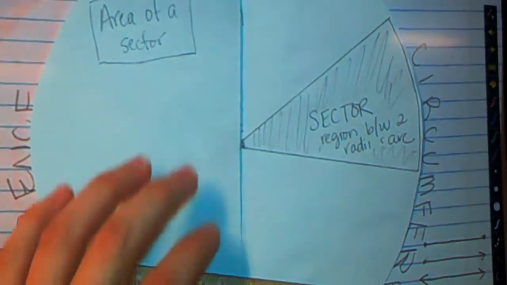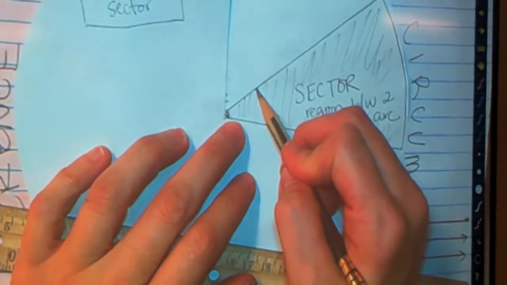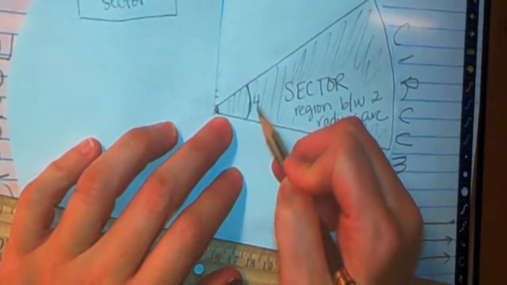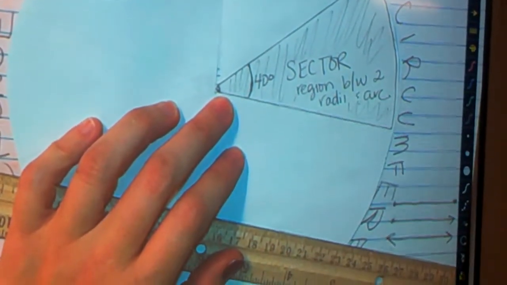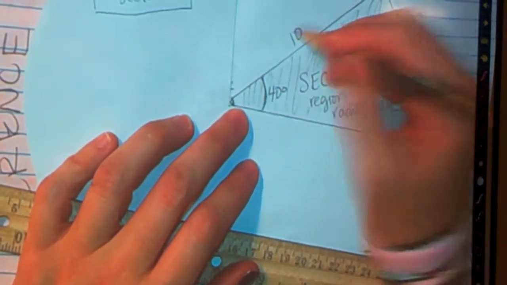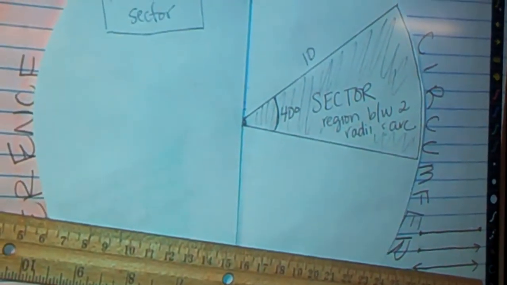Normally the problem will give you your central angle measure, or give you what you need to find your central angle measure. So we'll say this one's 40 degrees, and it will normally give you the length of your radius, or something to find the length of your radius.